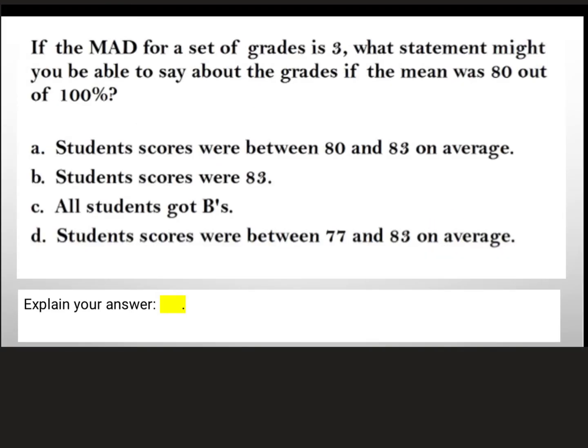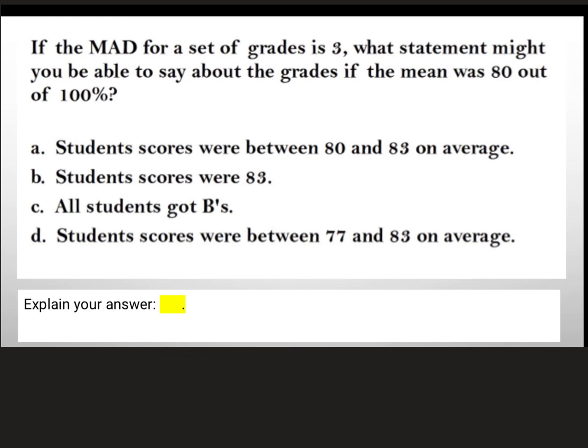All right, this last one says, if the MAD for a set of grades is 3, what statement might you be able to say about the grades if the mean was 80 out of 100%? So if you take a look, A says student scores were between 80 and 83 on average. B, student scores were 83. C, all students got B's. D, student scores were between 77 and 83 on average.